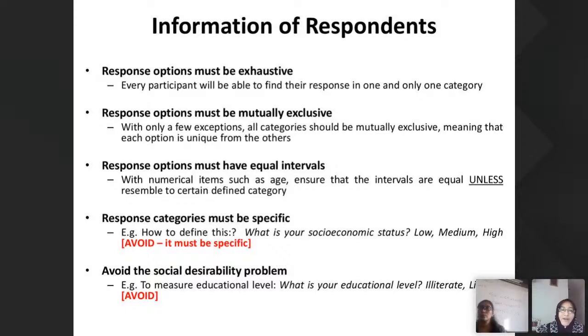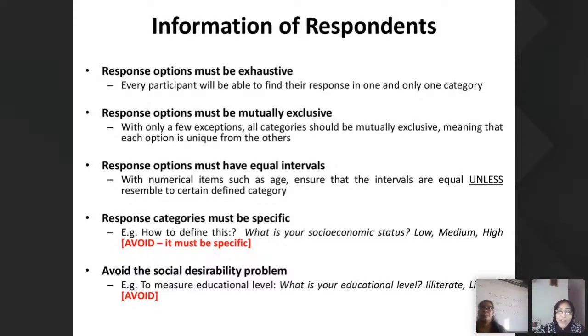Response categories must be very specific. I'll give an example here. Let's say people are asking about socioeconomic status, and the selection given was low, medium, or high. As a respondent, how are they going to pick whether they have low, medium, or high socioeconomic status?